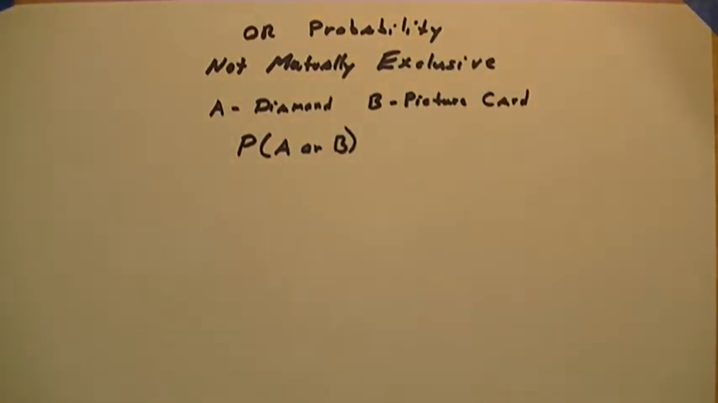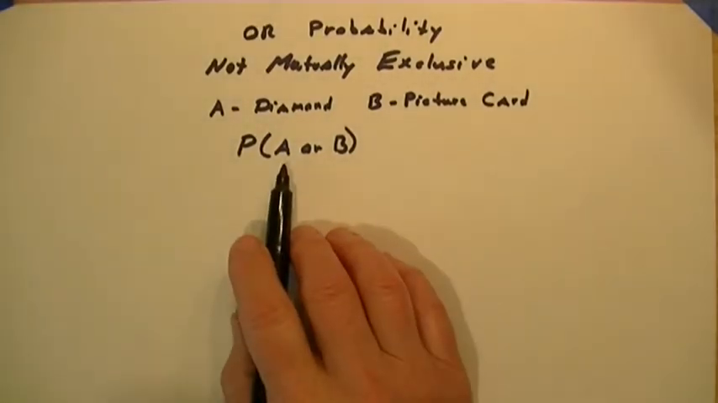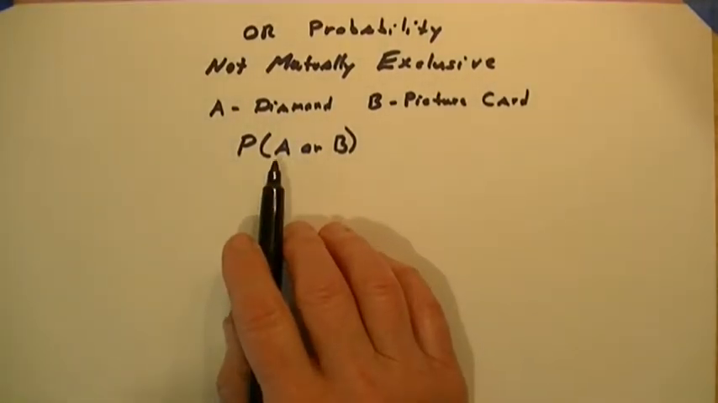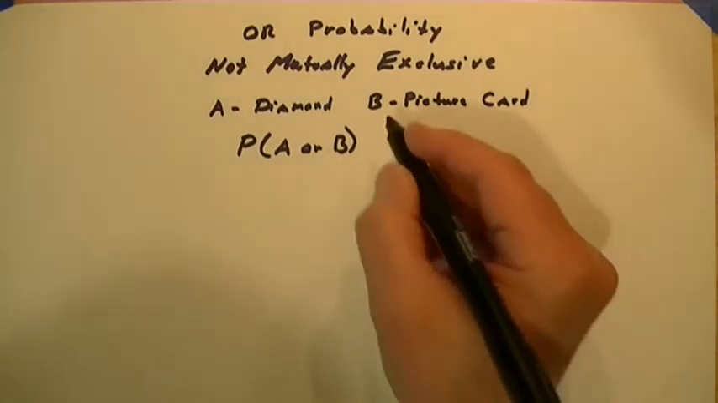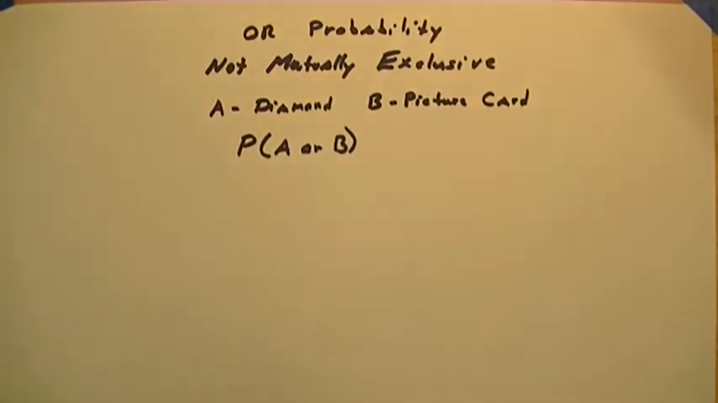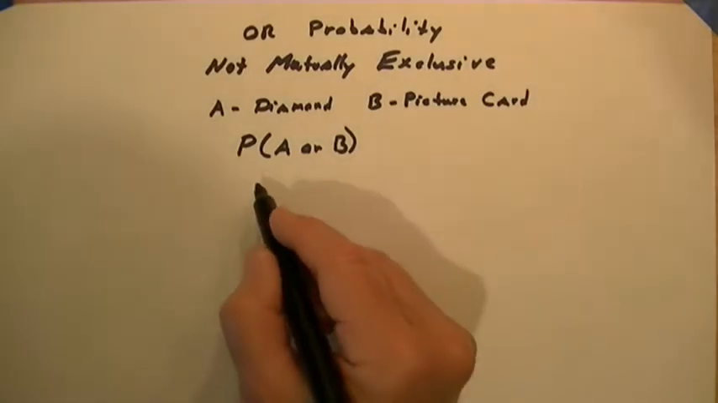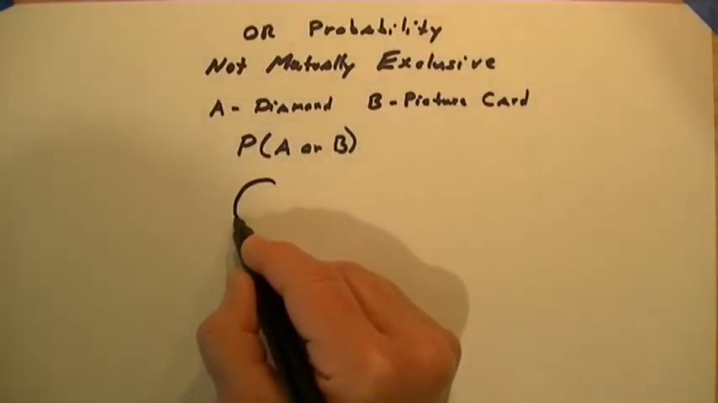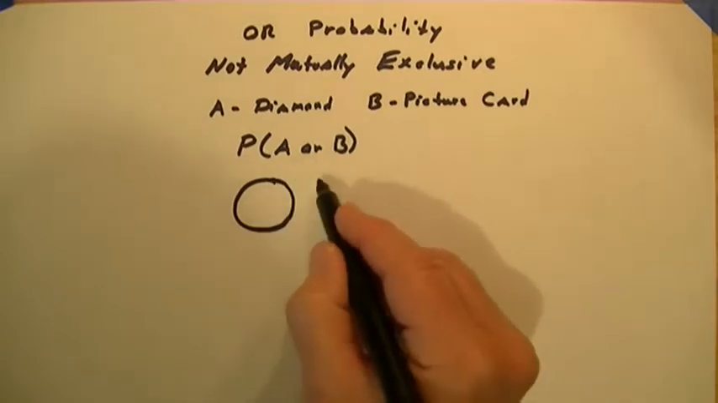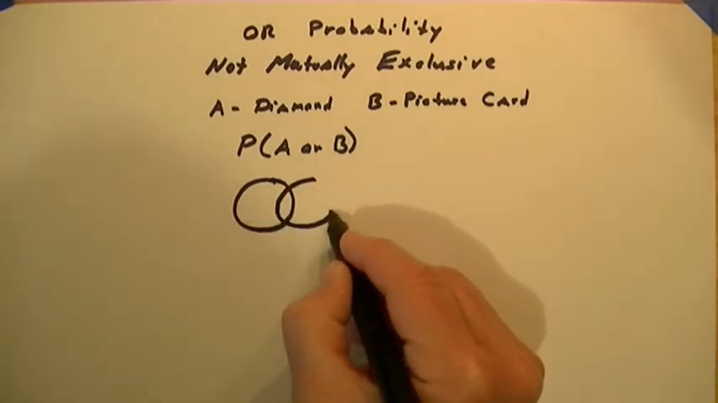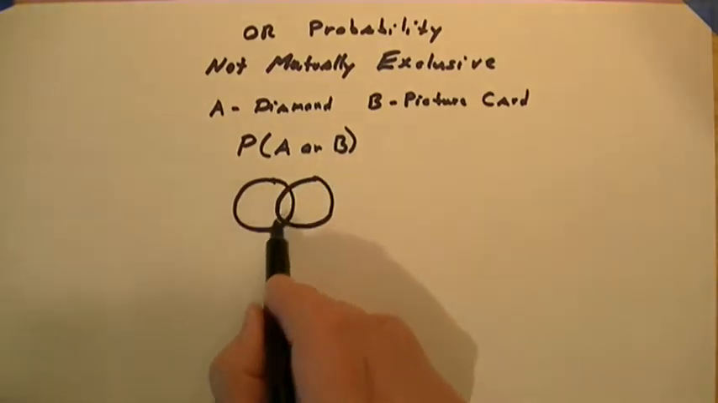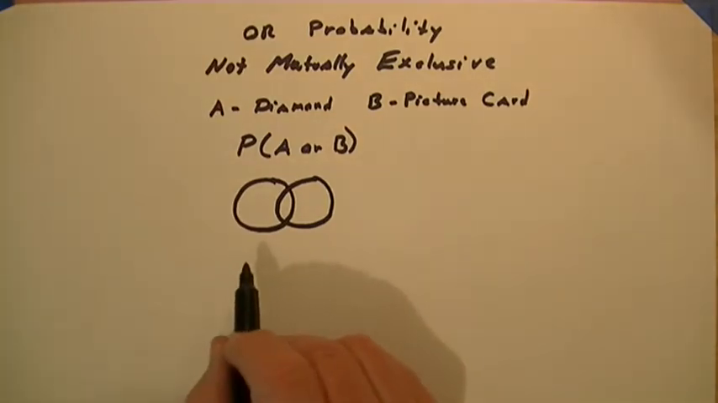Well, again, we want to think of it as simply adding the probability of A and the probability of B, but we have to correct for the fact that there's at least a few cards that are picture cards and diamonds. So if you draw the king of diamonds, both events are true. So what you've got is essentially a Venn diagram. But they overlap. This is why they're not mutually exclusive.